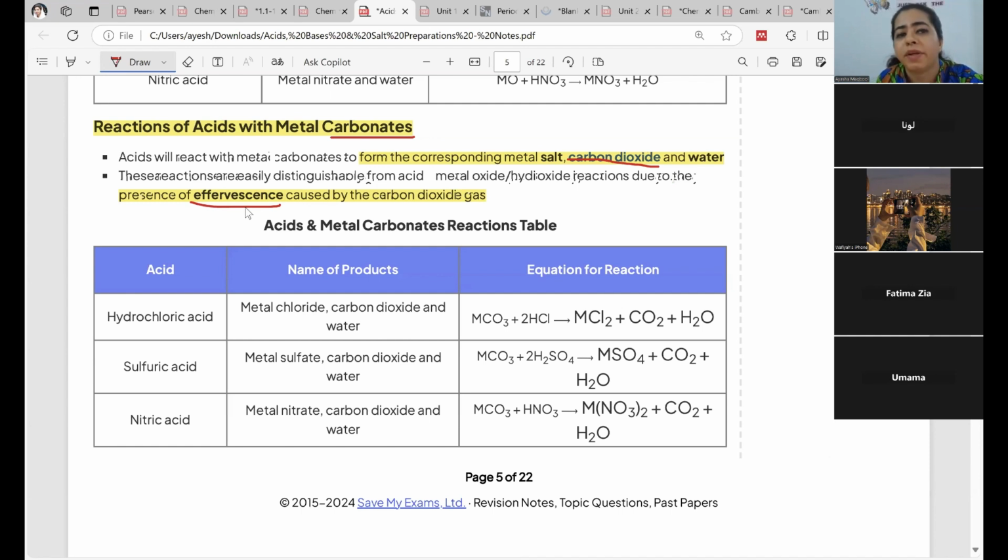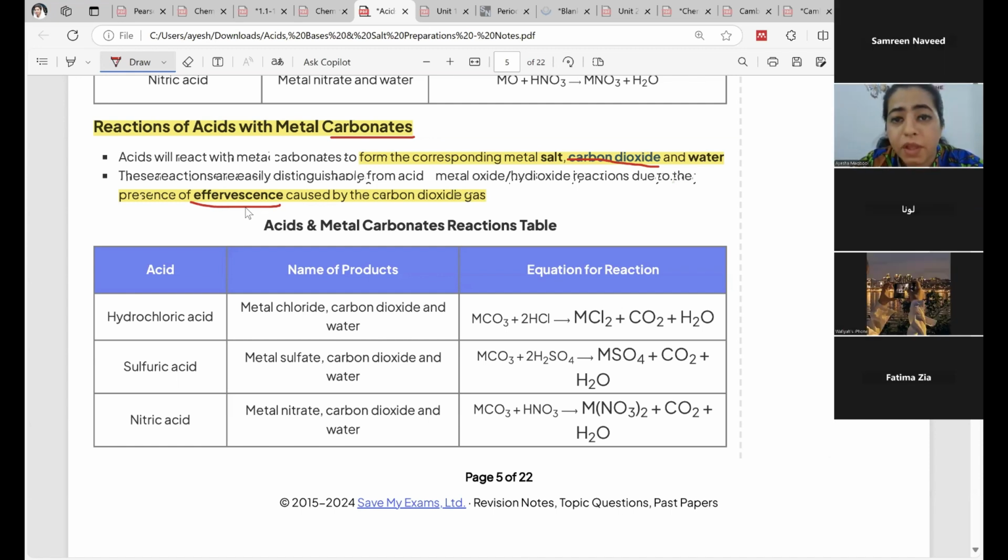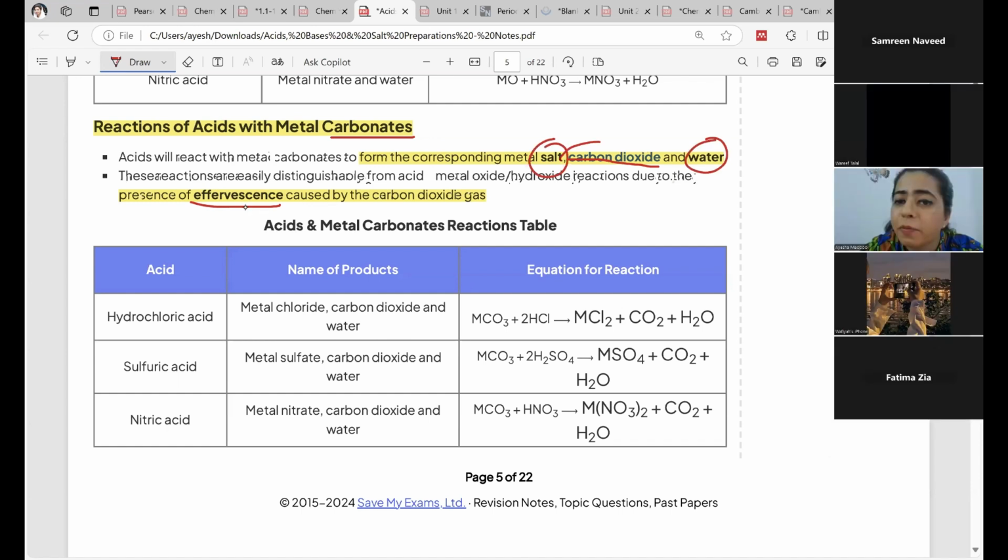So you can write effervescence will be seen as an indication or observation. If they ask you in the exam, when metal carbonate reacts with acid, what is the observation? If you say that salt, water, carbon dioxide is produced, no marks. Again, I'm repeating my question. If they ask you in the exam that when acid reacts with the metal carbonate, what is the observation in the reaction? If you are writing the products, salt, carbon dioxide, water, they will not give you any mark.